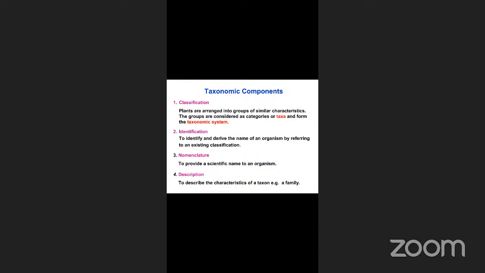Classification. The plants are arranged into groups of similar characters. The groups are considered as categories. Plant groups are considered as categories or taxa. Taxa. Next, some of the codes were also developed at the time of taxonomic research.